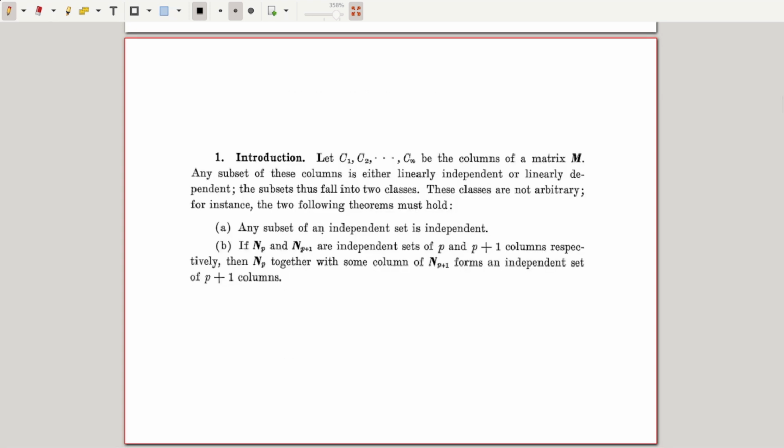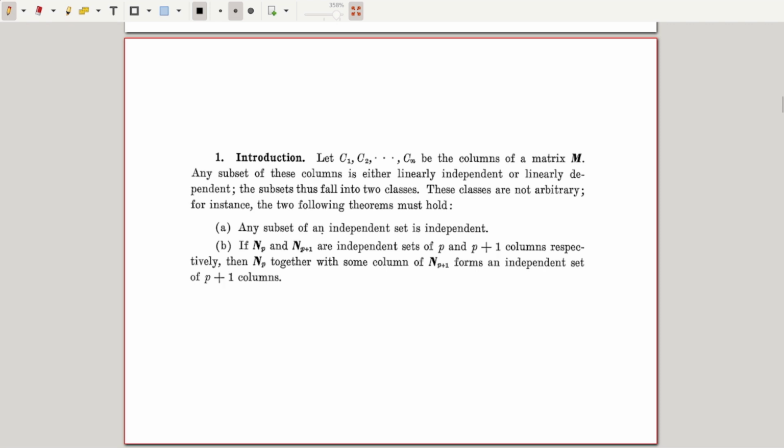Let C1 through Cm be the columns of matrix M. Any subset of these columns is either linearly independent or linearly dependent. The subsets thus fall into two classes. These classes are not arbitrary. For instance, the two following theorems must hold. A. Any subset of an independent set is independent.